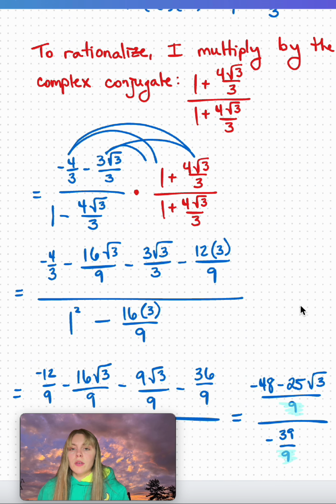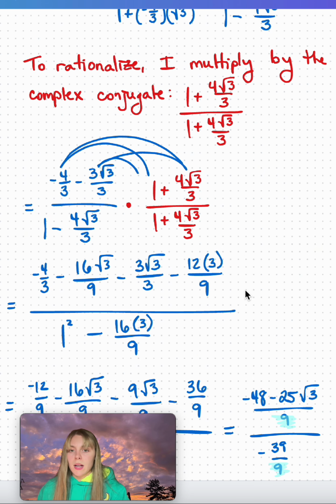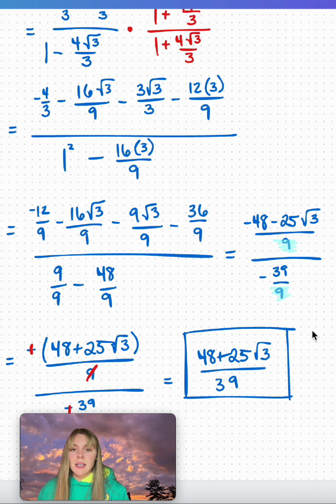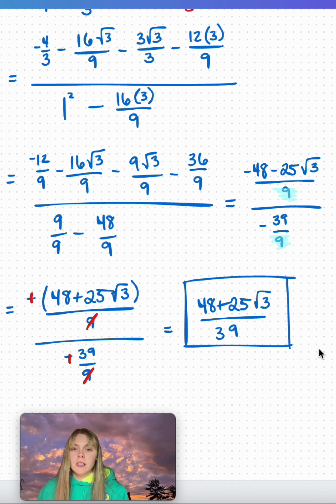Okay, I FOIL the numerator and the denominator. Then I put everything in the numerator and the denominator over common denominators. In this case, they happened to cancel. I brought everything down to a simplified form here as such.